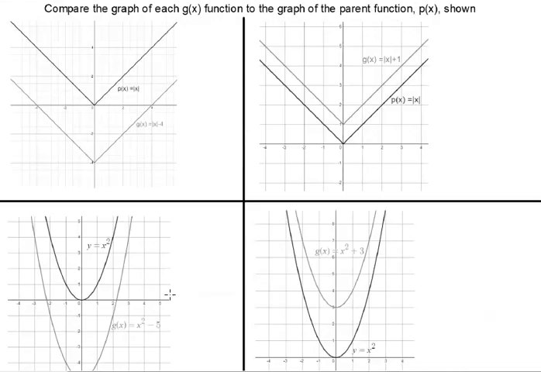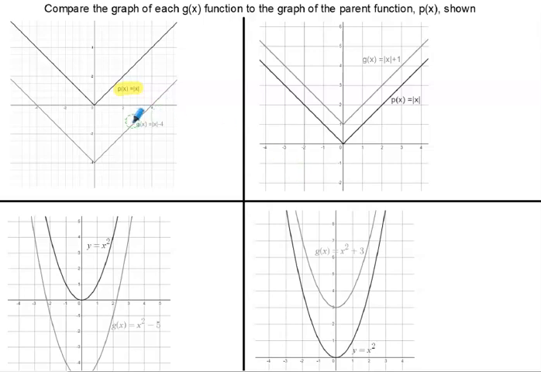Our next slide will now be to look at parent functions with some transformations applied. So I want to look at the parent function here, absolute value of x, and we can see that it's that V-shaped graph we expected. Our new function, g of x, has a transformation applied. The transformation is that we are subtracting 4 on the outside of the absolute value.